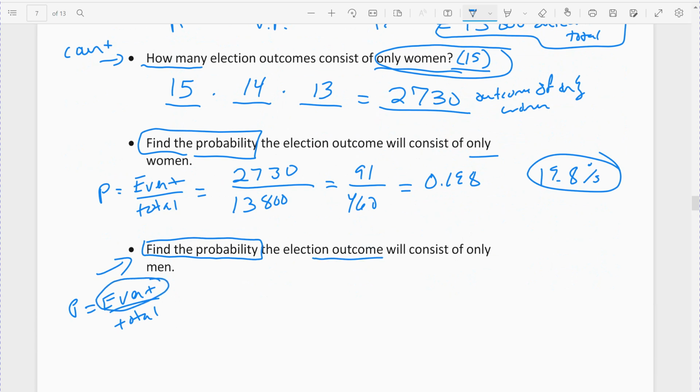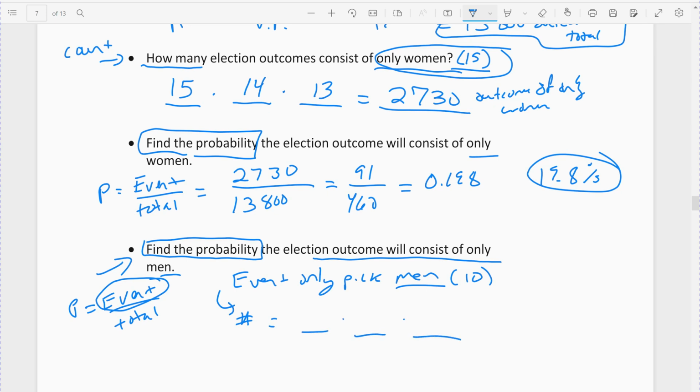Well, the event is that I only get men. So the event is we only pick men. And there were 10 of them, right? And so I'm going to do my event first. How many in my event? So I'm picking president, vice president, and treasurer. But this time I'm only selecting for the men. So there were 10 men to start off. So 10 for president, 1 less for vice president, and 1 less for treasurer. So 10 times 9 times 8, which is 720 outcomes where we only have men.